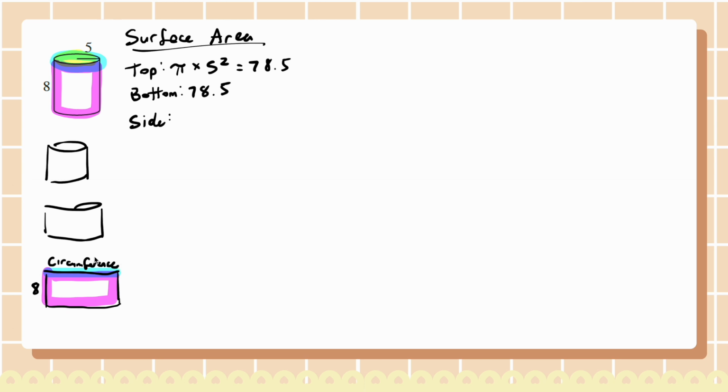We know that the area of a rectangle is base times height. So that's what we can use to find the side. I'm going to start with the base, the circumference. We know circumference is 2 times pi times r, which in this case is 5. And then I'm going to multiply it by the height. The height in this case is 8. Multiplying all of these numbers together gets me a total of 251.2.